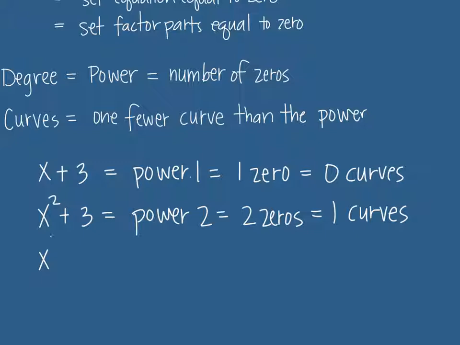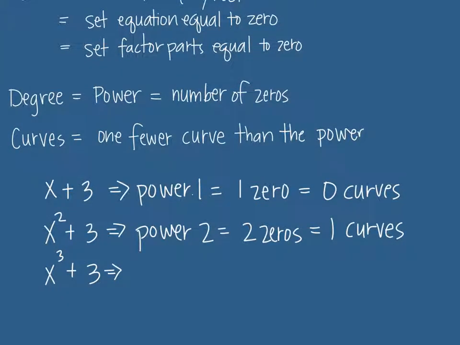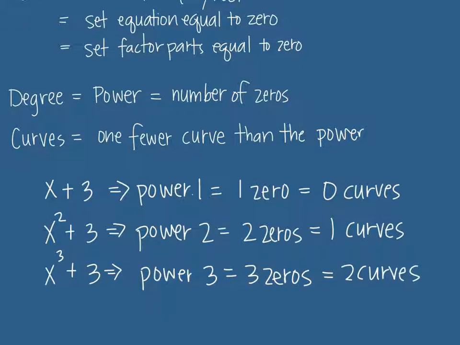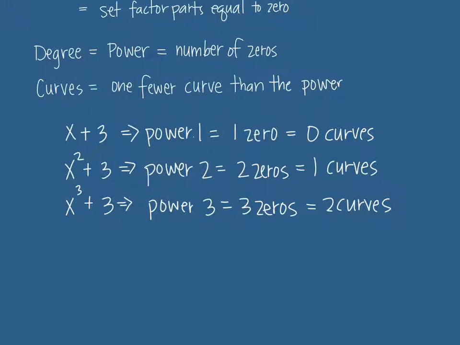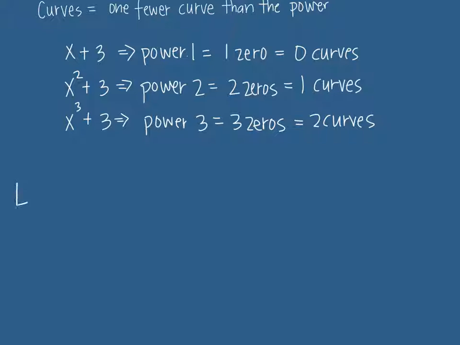Okay, or x to the 3rd plus 3. That's power 3. And so because it's power 3, it will have 3 zeros and 2 curves. Now, as Dylan was noticing, sometimes you can't see all the curves because they're microscopic little teeny curves, but they are all still there. So no matter how high up you go, there's a connection between the power and how many curves there are.